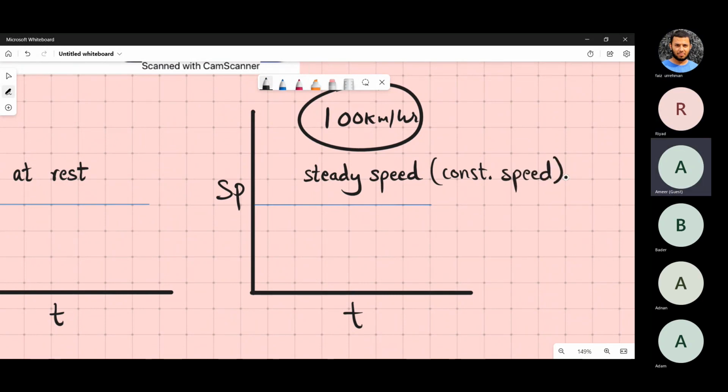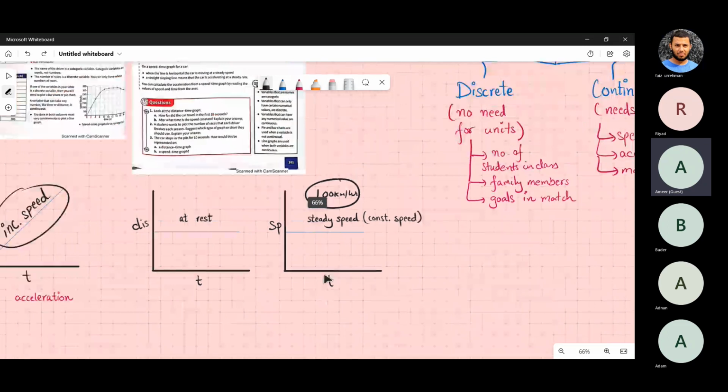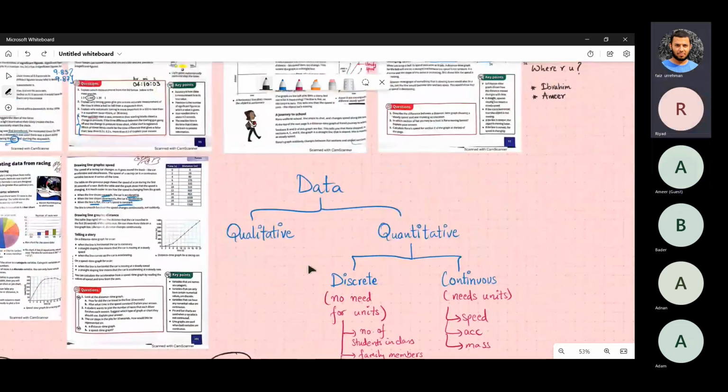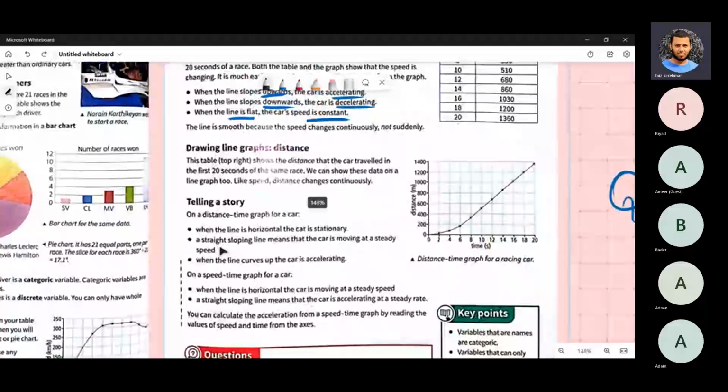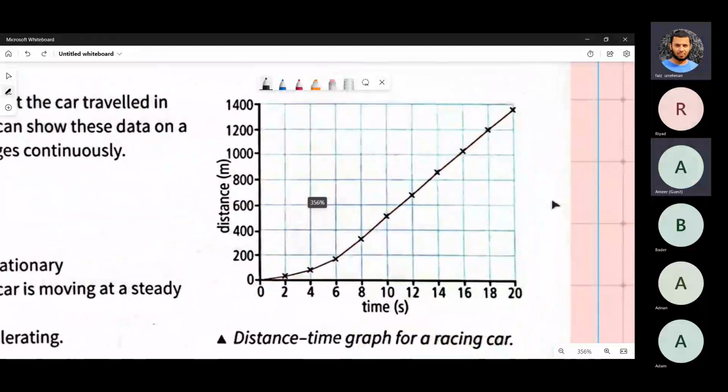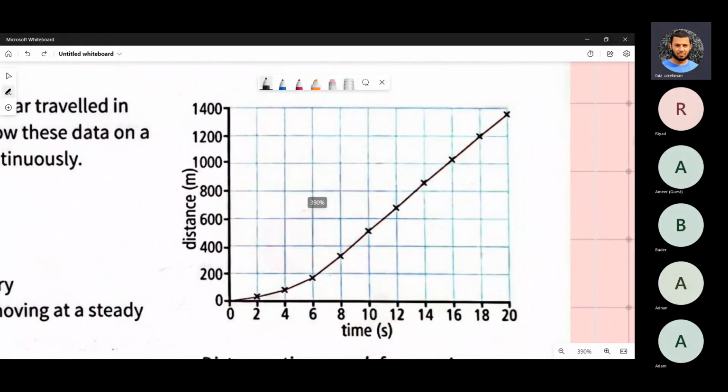And for the distance-time graph, if it was upwards, accelerating, downwards, decelerating. If it was horizontal, it will be at rest, stationary. Upwards means increasing distance, and downwards means decreasing distance. Now, let me ask you a question on this graph.